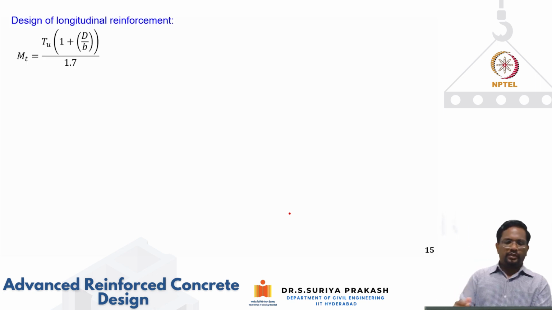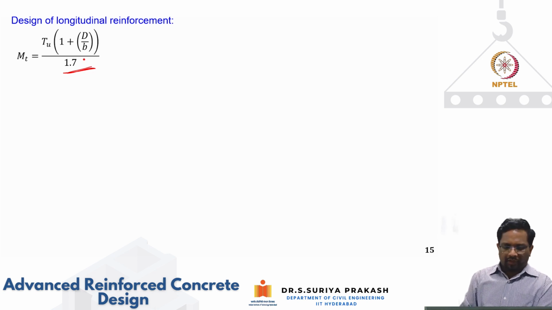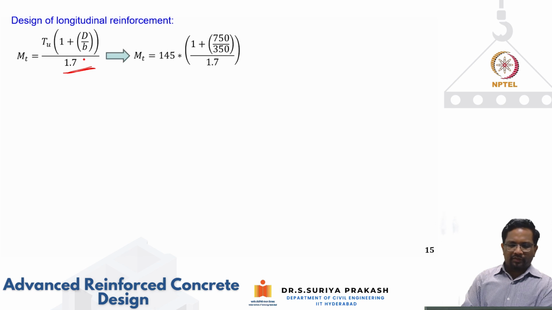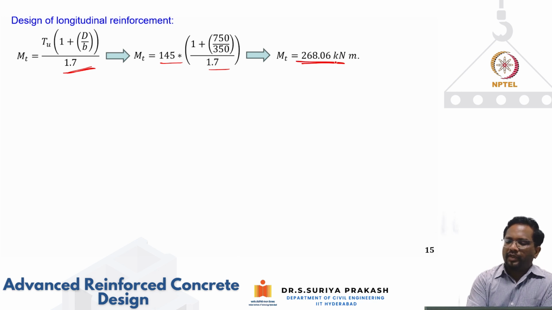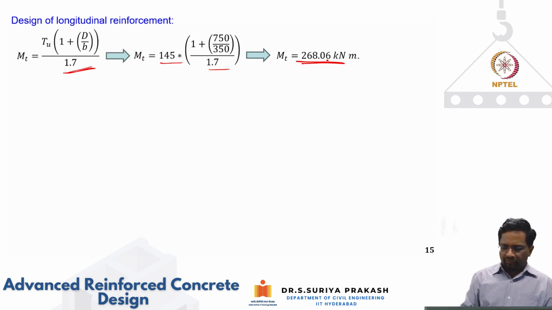So MT that we are converting, what is the first step? We convert the torsion into an equivalent bending moment, as we have derived this equation previously. When you substitute 145 and plug in these values, you will find that the equivalent bending becomes 268 kilonewton meter, which is higher than your torsion moment of 145.